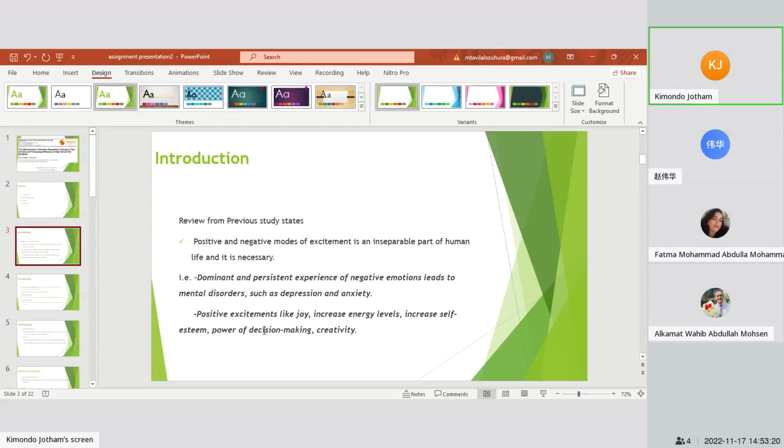But when positive excitement is dominant, previous studies have said that it affects energy level, decision making and creativity of the brain.